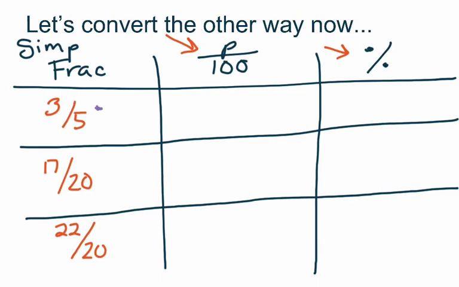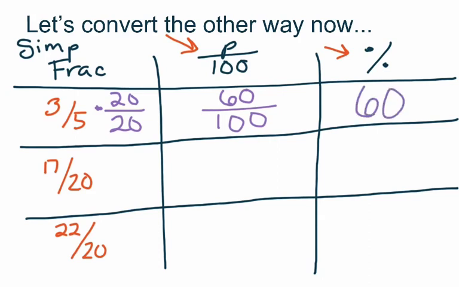In this case, we would multiply both 3 and 5 by 20. So we're essentially multiplying by 20 over 20, which, as a reminder, works because 20 over 20 is the same as 1. And by multiplying by 1, we're not changing anything other than the way it looks. So 3 times 20 gives me 60. 5 times 20 gives me 100. And since I have 60 over 100, that means 60%.